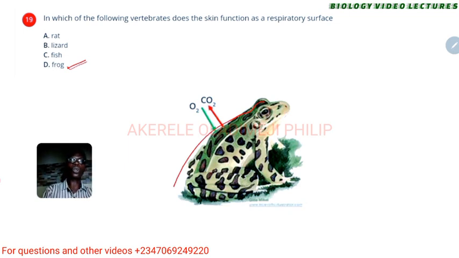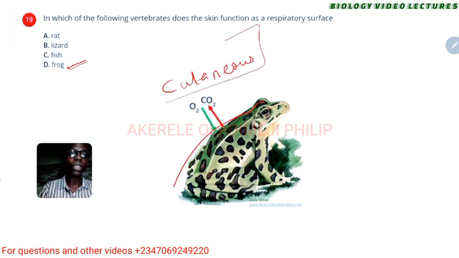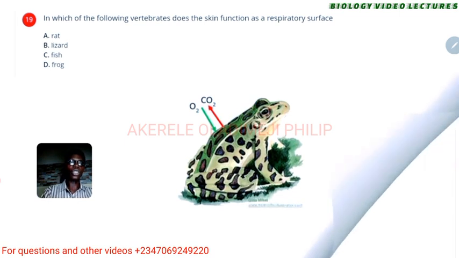The frog actually uses the buccal cavity, the skin of the mouth, to carry out gaseous exchange. They also use their lungs. So they use three things: the skin, which we call, yes, I remember now, cutaneous respiration. Cutaneous respiration is using the skin for respiration or gaseous exchange in amphibians. And they also use the buccal cavity and the lungs for gaseous exchange.